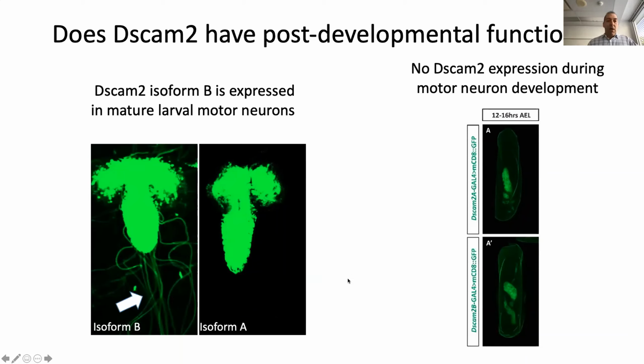DSCAM2 is not expressed when these motor neurons are forming their synapses. We looked during embryonic development, and these images are reporters for the two isoforms that we have. We have GAL4s for isoform A and B. What you're seeing here is basically background staining in the gut of embryos, but the neurons are not labeled with DSCAM2 when they're actually forming these synapses. It comes on at a later time point, which was our first clue that it might be doing something independent from its normal developmental roles.